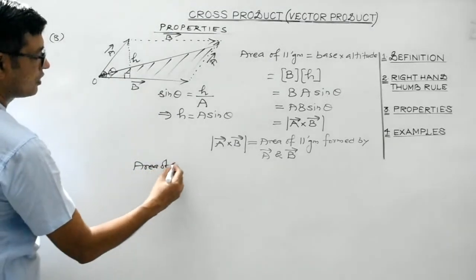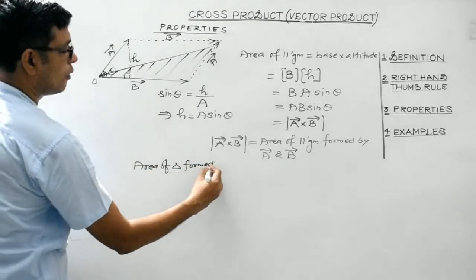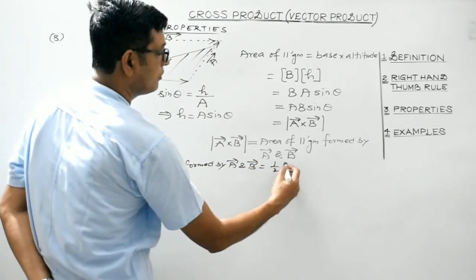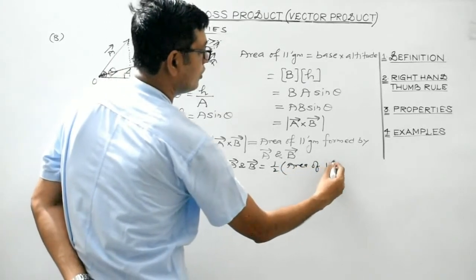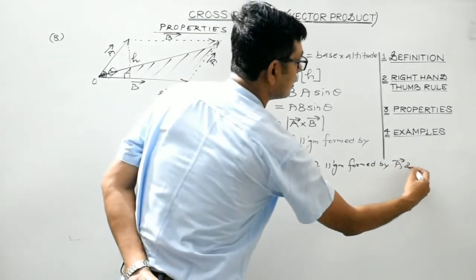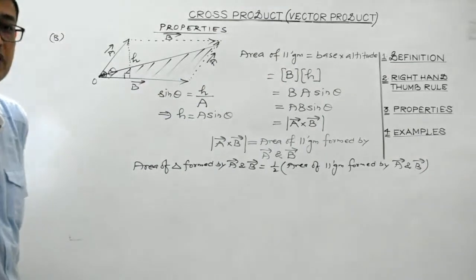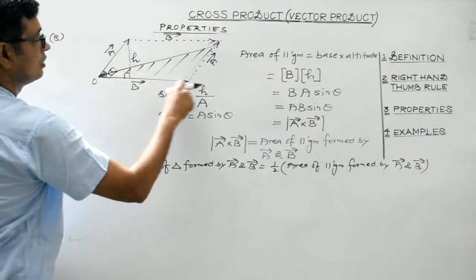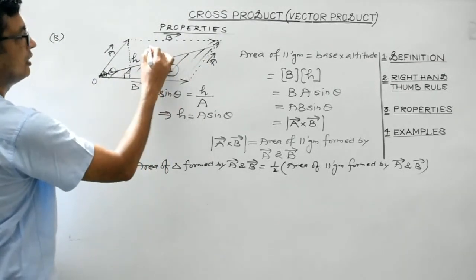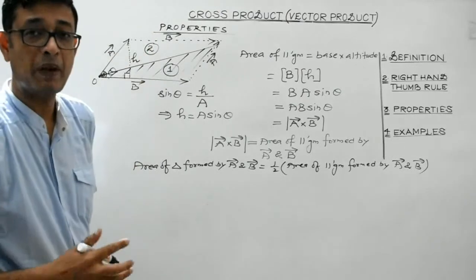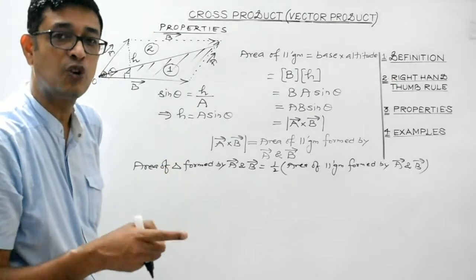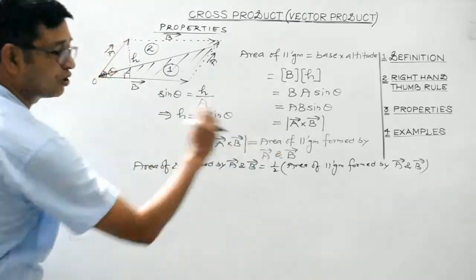So area of triangle formed by A vector and B vector is obviously equal to half area of parallelogram formed by A vector and B vector. Clear, students? This is the parallelogram. If we draw this diagonal, it will divide it into two equal parts. Area of first part would be equal to area of second part. So area of the parallelogram would be equal to twice the area of the triangle, or area of triangle formed by A and B would be equal to half the area of parallelogram. That is what I have written over here.